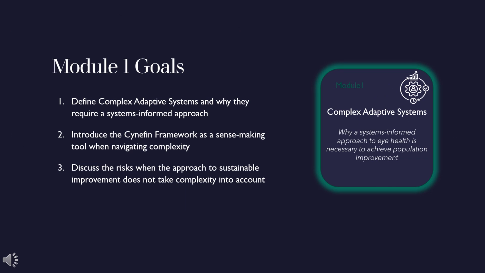Module 1 is on complex adaptive systems. This module aims to answer the question of why a systems-informed approach to eye health is necessary to achieve population improvement. The goals of this module are to define what a complex adaptive system is and why they require a systems-informed approach, introduce the Cynefin framework as a sense-making tool when navigating complexity, and discuss the risks when the approach to sustainable improvement does not take complexity into account.